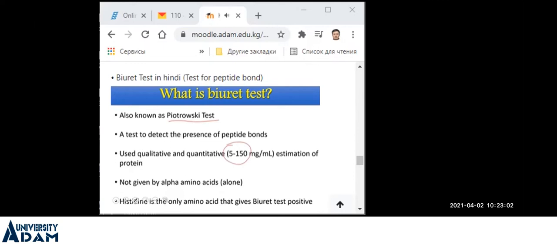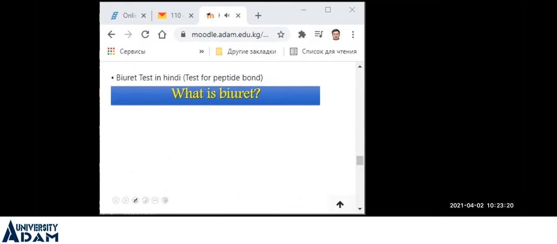ये टेस्ट कोई भी सिंगल अमीनो एसिड्स नॉर्मली नहीं देता है, सो इट इज नॉट गिवन बाय एनी ऑफ अल्फा अमीनो एसिड्स अलोन। जब दो अल्फा अमीनो एसिड्स ज्वाइन हो जाते हैं पेप्टाइड बॉन्ड से तभी ये टेस्ट पॉजिटिव देते हैं, अदरवाइज नॉर्मली नहीं देते हैं। सिर्फ एक अमीनो एसिड है जो ये टेस्ट पॉजिटिव देता है, जो है हिस्टिडीन। सो हिस्टिडीन इज द ओनली अमीनो एसिड व्हिच गिव्स यू पॉजिटिव बाइयूरेट टेस्ट। अब बाइयूरेट क्या होता है?